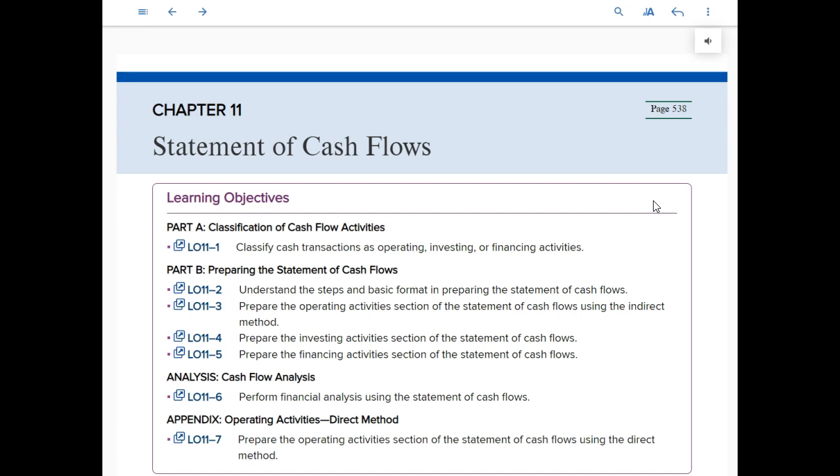Now, to me, this is one of the most important statements that there are. We have the four financial statements, and personally, I think this is the most important one. You need to know about your cash flow. Again, where's your cash coming from?